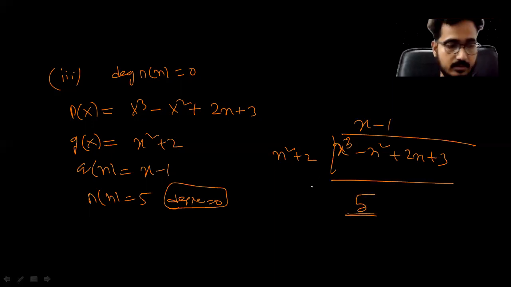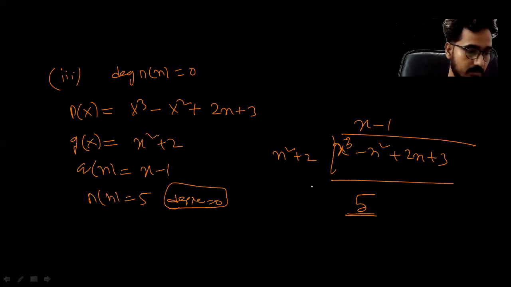So clear? This will end our exercise 2.3. Then next we will discuss the optional exercise. Then that will end our polynomial chapter. Okay. So thank you.